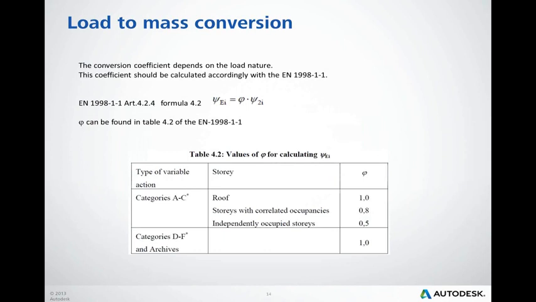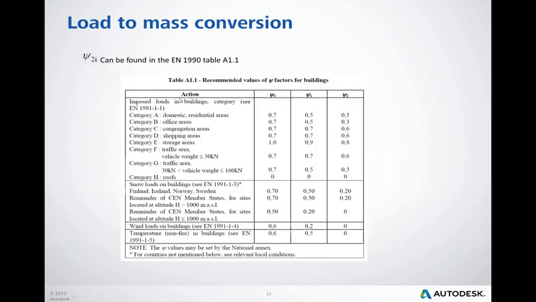The conversion coefficient depends on the load nature. The coefficient should be calculated according to the code, using formula 4.24.4 from this article, one can calculate conversion factors. So here is an example of table 4.2 from Eurocode, and on another slide, table A1.1 from Eurocode, and basing on these factors, the correct load to mass conversion factor should be used.